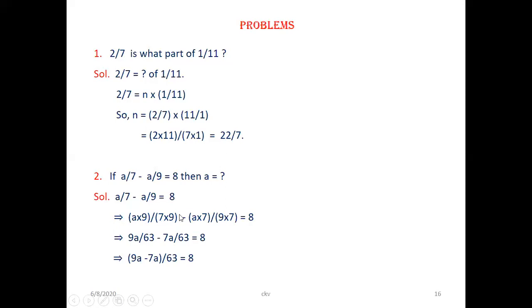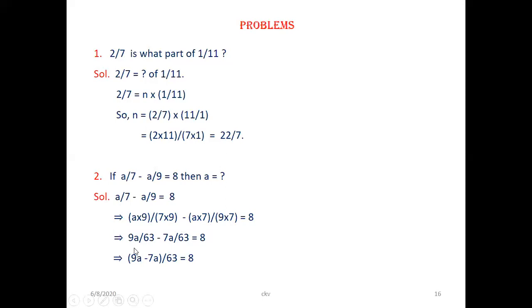Minus. Now see, already we have 9 in the denominator of the second fraction and you have to have 63 in the denominator. So you have to multiply both numerator and denominator with 7 in this case, so that 9 7s are 63 and the numerator is also multiplied with 7. First fraction you are multiplying numerator and denominator with 9, whereas second fraction you are multiplying numerator and denominator with 7. So the first fraction becomes 9a by 63 minus the second fraction, 7a by 63.